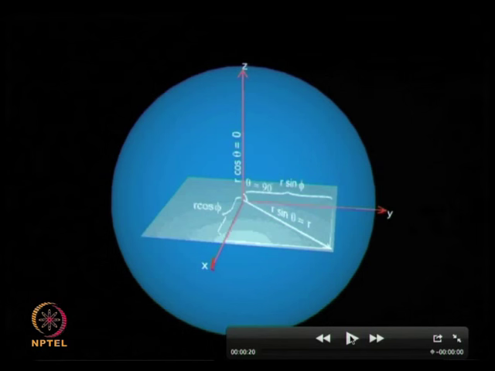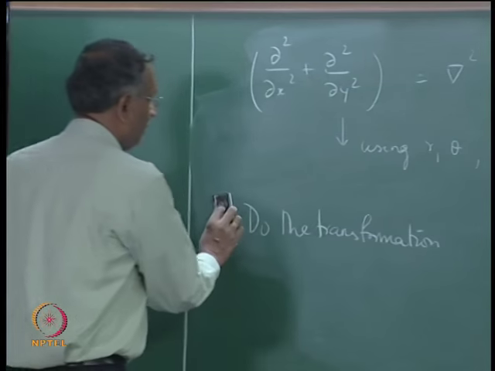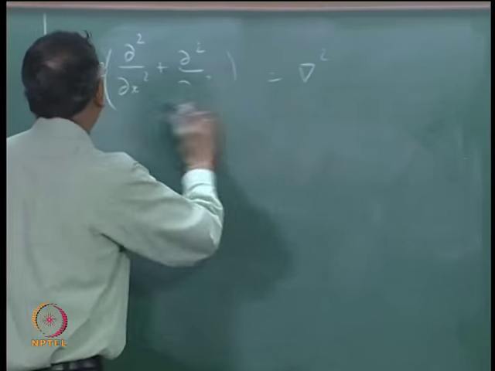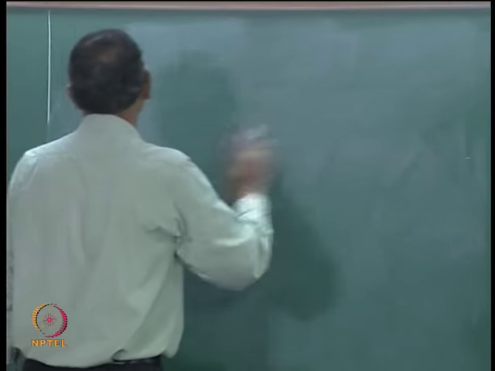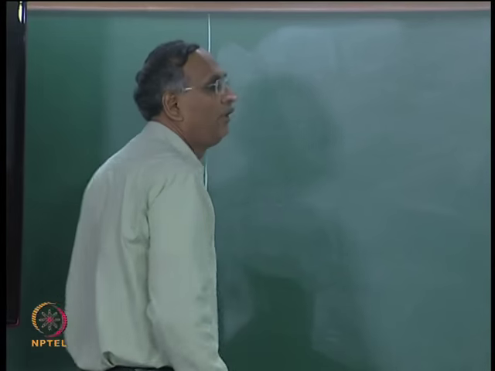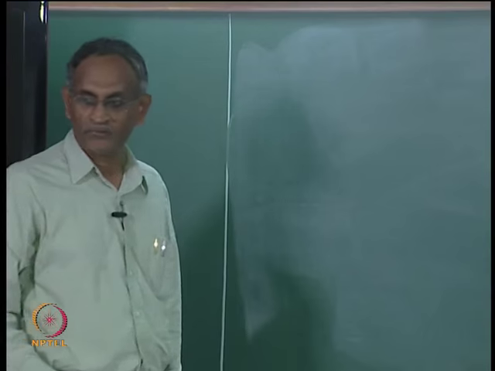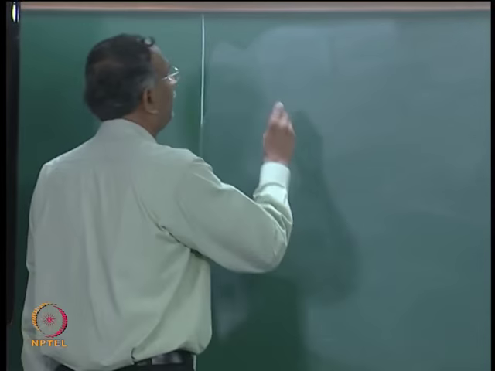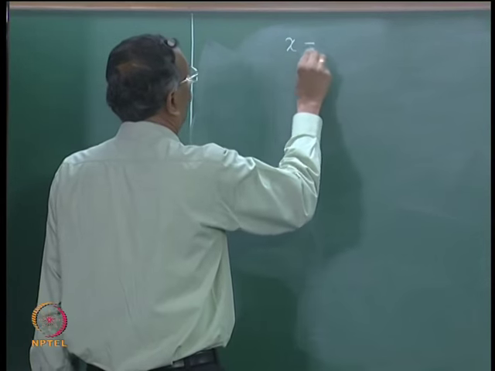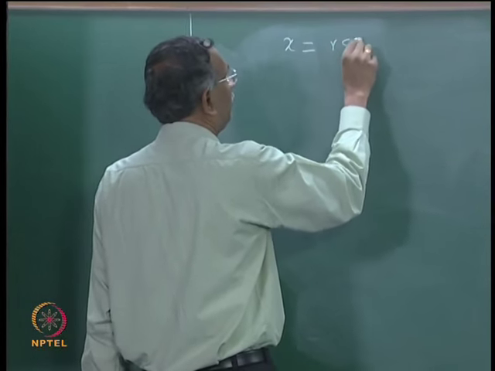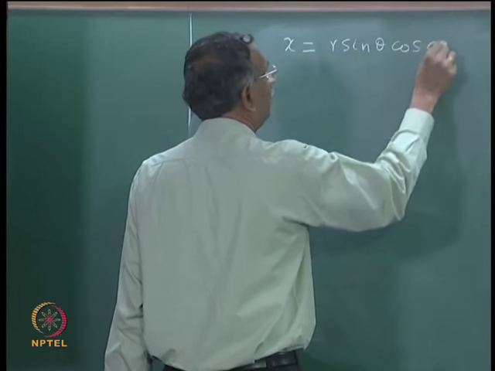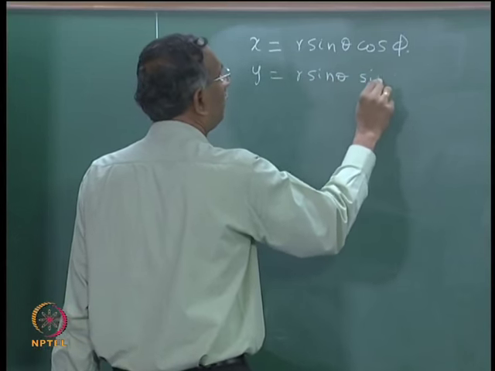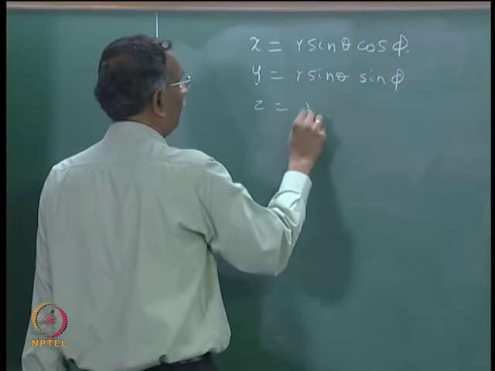And this transformation is important for the study of hydrogen atom by standard methods and for understanding the mathematical basis for the orbitals that we have used earlier in the elementary chemistry courses and so on. Okay. So, one has to write x as r sin theta cos phi, y as r sin theta sin phi, z as r cos theta.